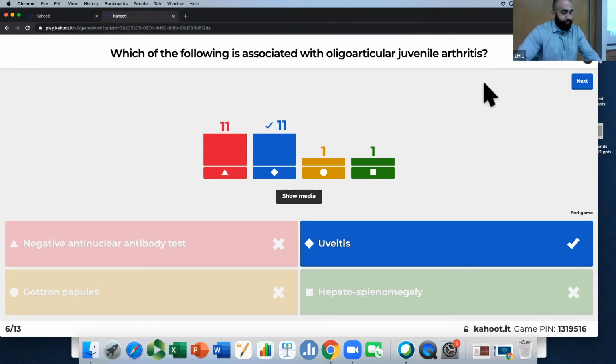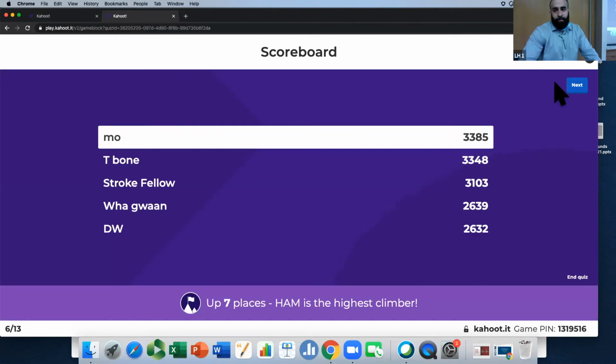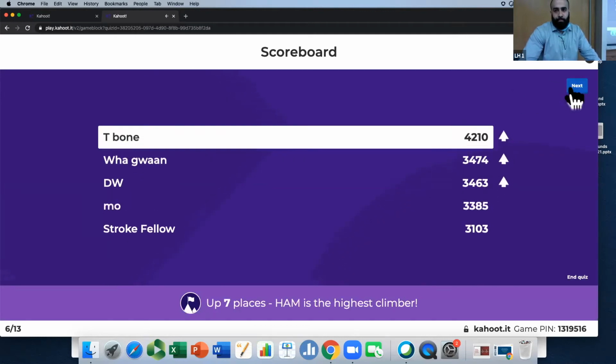Gottron papules are seen in juvenile dermatomyositis, like in the previous question, and hepatosplenomegaly and negative ANA tests are seen in systemic juvenile arthritis. You can also see uveitis with other reactive arthritides. I've seen it, for example, with Crohn's and ulcerative colitis, and Lyme disease.